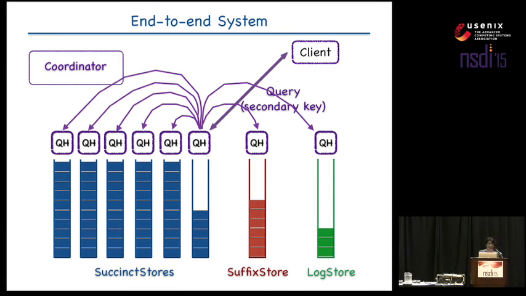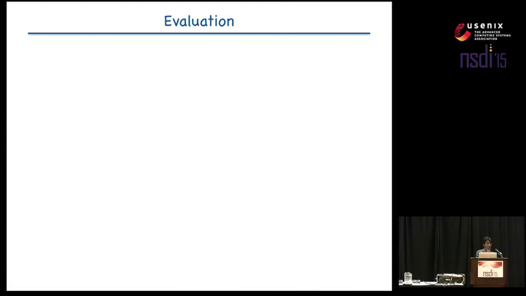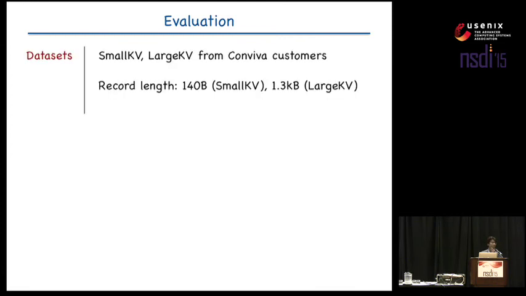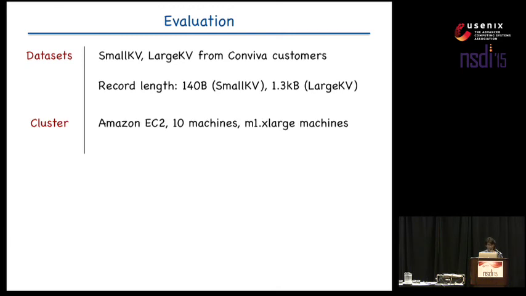So I'm going to quickly go into evaluation. We use two data sets. One is small KV, one is large KV. The main difference is the size of records for each of the data sets. For small KV, we had 140 byte records, and for large KV, we had 1.3 kilobyte records. All our experiments were run on Amazon EC2, with 10 machines, 15 gigabytes of RAM each. And we used a workload adapted from YCSB for queries on secondary attributes.